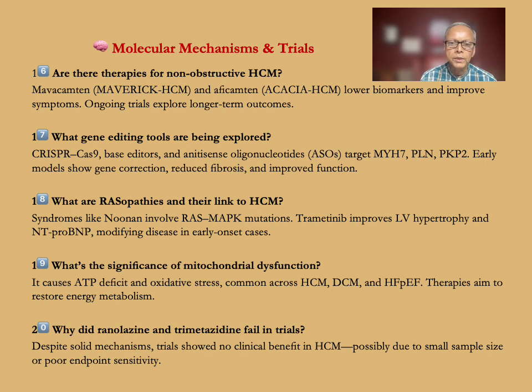What are RASopathies and their link to hypertrophic cardiomyopathy? Syndromes like Noonan involve RAS-MAPK mutations. Trametinib improves LV hypertrophy and NT-proBNP, modifying disease in early onset cases.